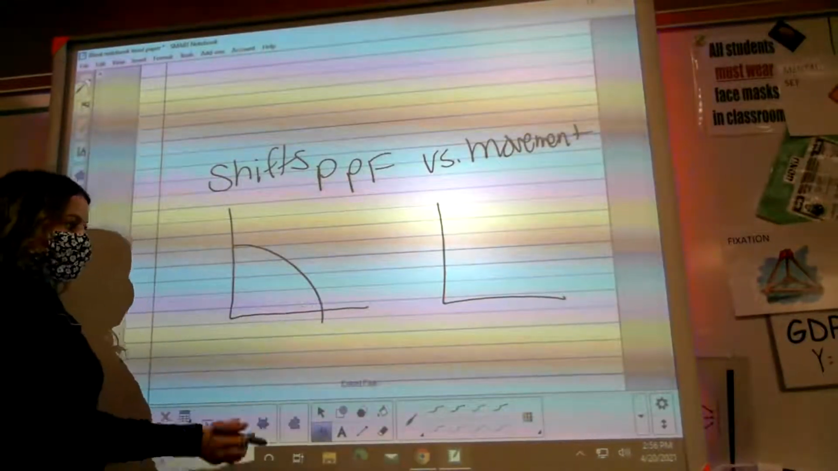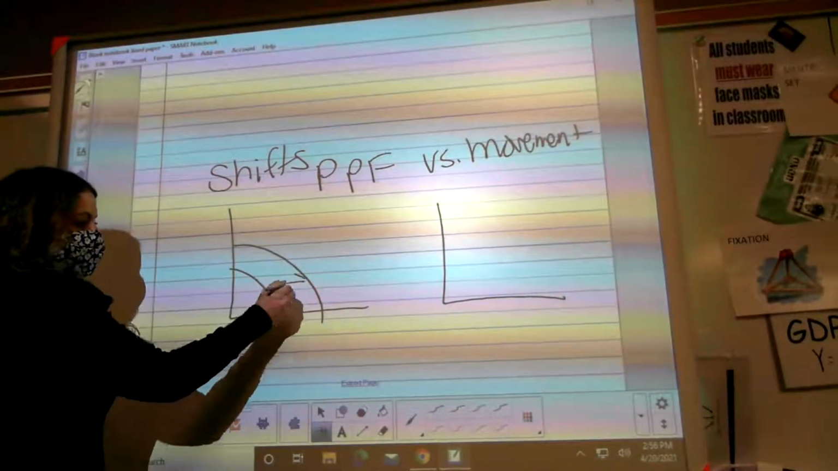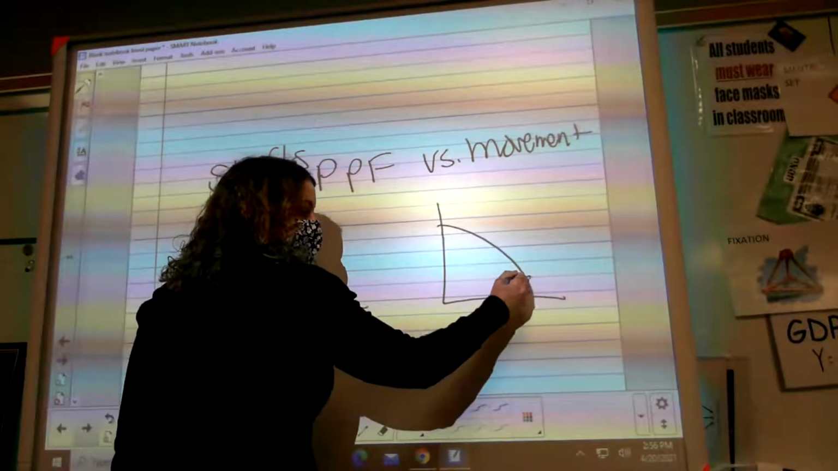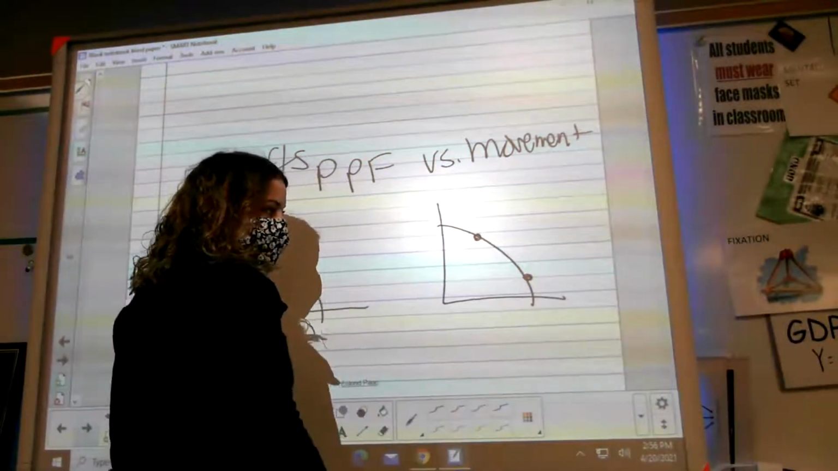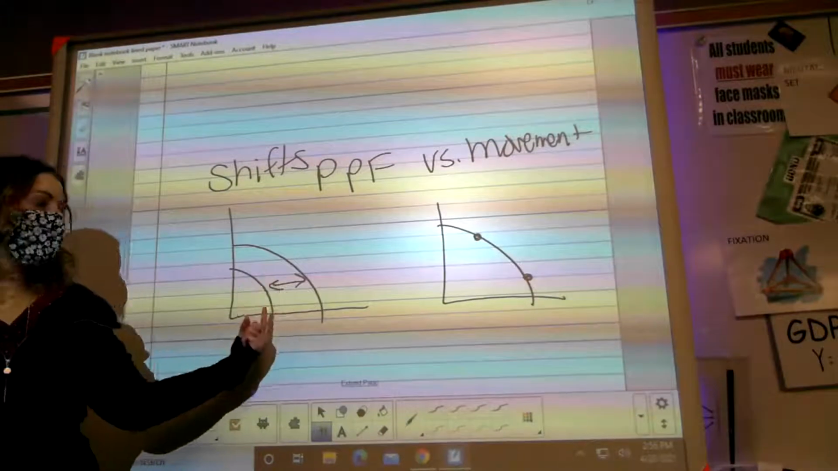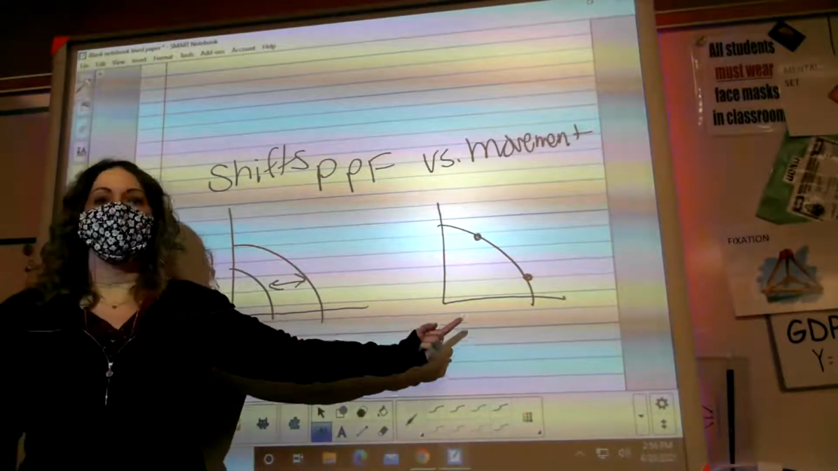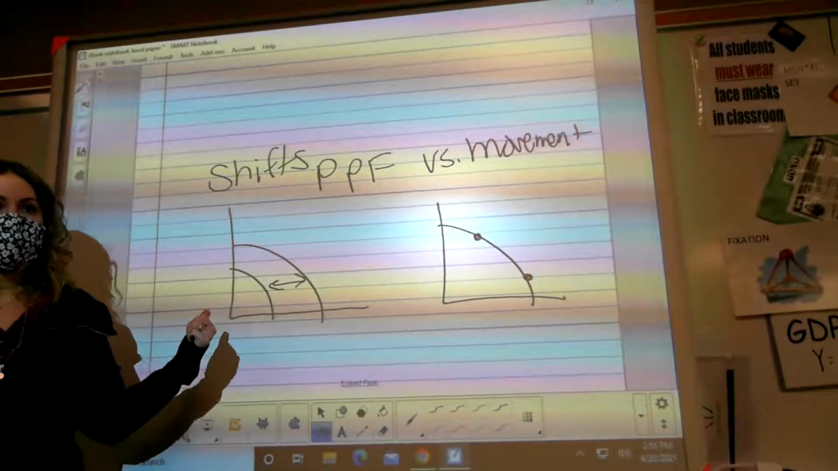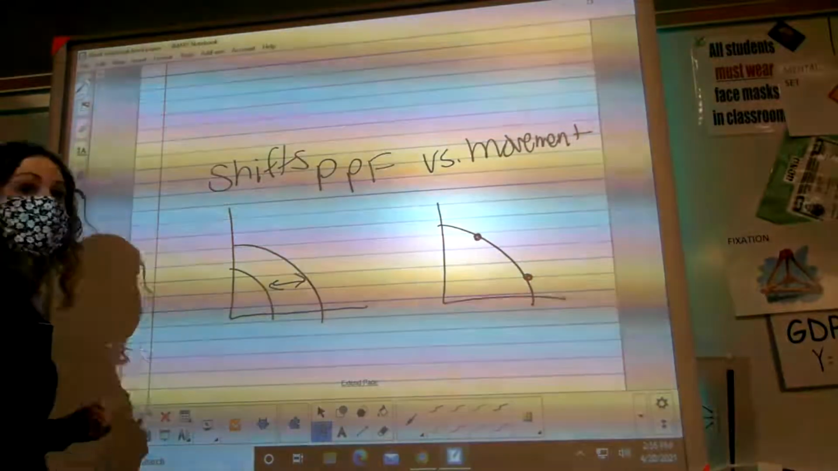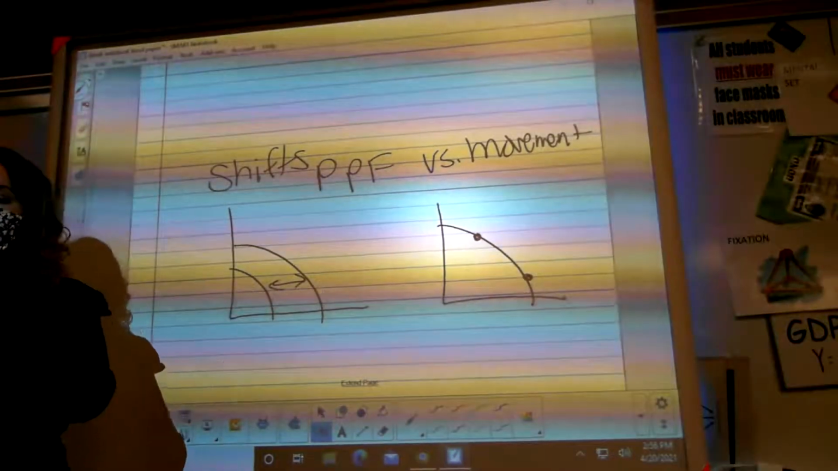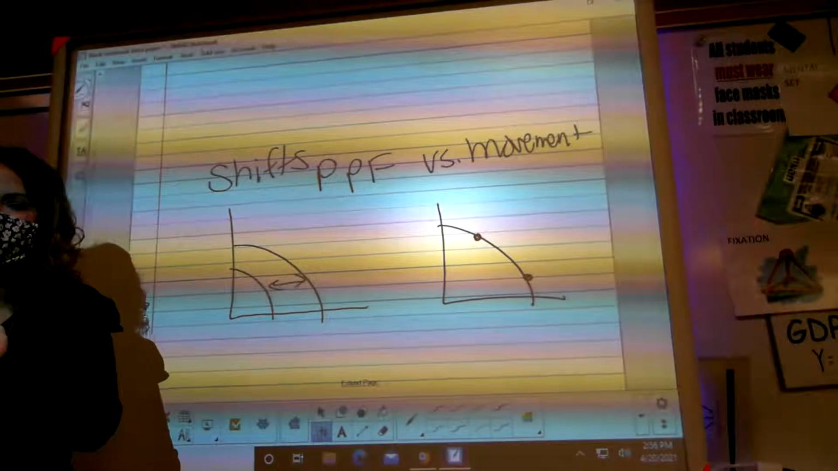Okay, so a shift is when the entire line changes, versus a movement, where a point on the line changes. So what caused the shift versus what caused the movement? Changes in FOPs cause a shift, right? Yeah. So an increase, or let me just say this, a change in quality or quantity of FOPs.